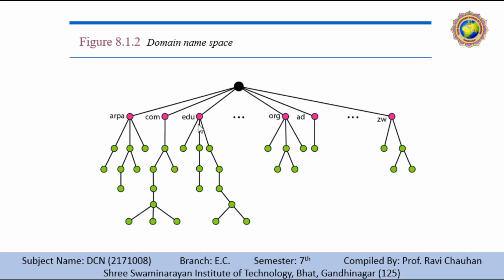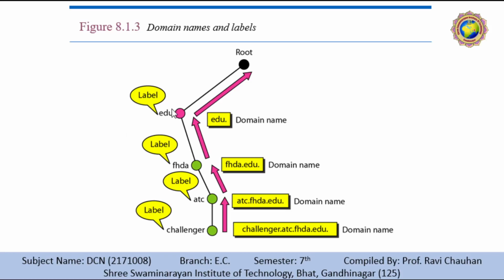Next is the domain name. Each node in the tree has a domain name. A full domain name is a sequence of labels separated by dots. The domain names are always read from the node up to the root. Node up to the root means starting from this direction to the root. The last label is the label of the root, which is null. This means that a full domain name always ends in a null label, which means the last character is a dot, because the null string is nothing.